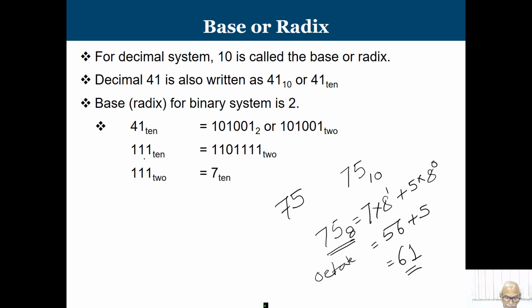Similarly, say this is decimal 111, then 1101111 will be the equivalent number in the binary number system. Or if I say 111 in the binary number system, then 7 is the equivalent in the decimal number system.